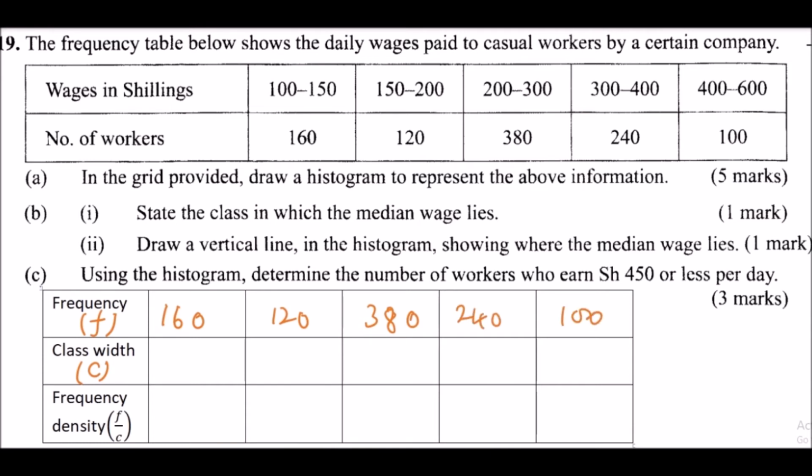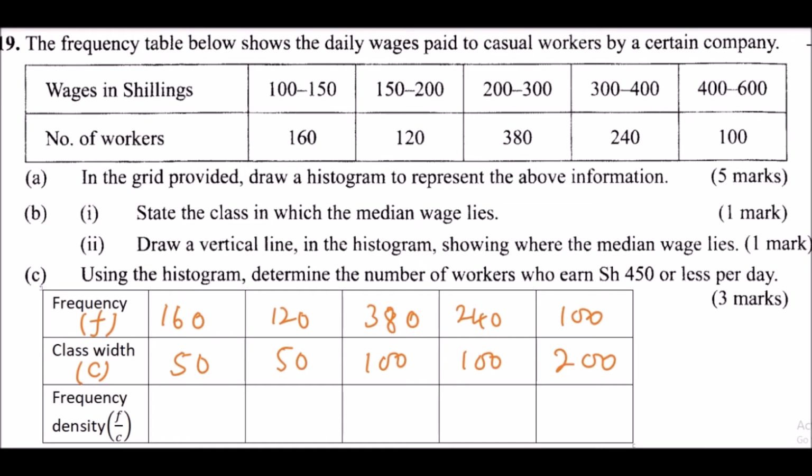From there, then we have the class width. The first one is 150 minus 100, you get 50. The second one is 50. The third one is 100. We have 100, and then we have 200. So we are going to divide F by C, that is frequency divided by the class width.